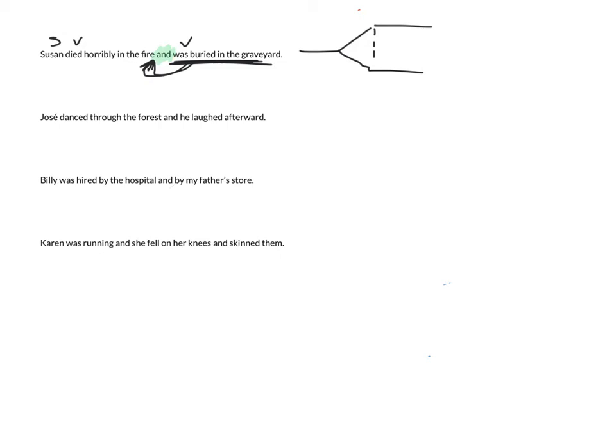Okay, Jose danced through the forest and he laughed afterwards. So again, my question, I've got an and. Do I need a comma? Again, that means I'm asking you, do I have a complete sentence in front? Jose danced through the forest. Yes. Do I have a complete sentence behind it? He laughed afterward. Oh, look at that. Subject, verb. Is that a complete sentence? Yes. So I do have two complete sentences.